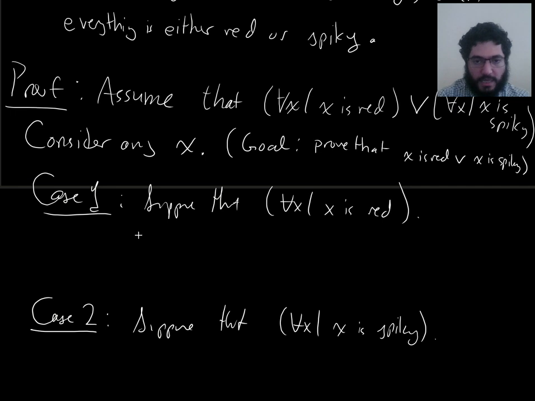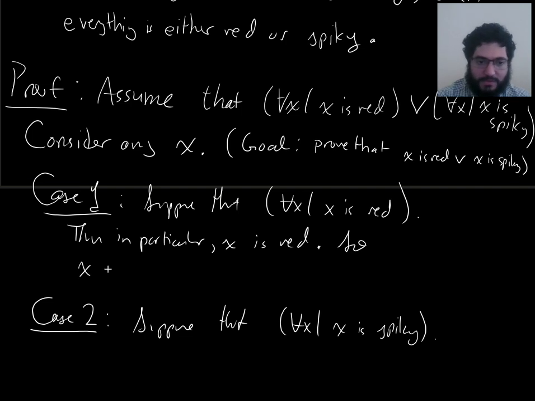And the goal is, in each case, to reach the ultimate goal. The ultimate goal was this: x is red or x is spiky. So I hope that in each case I can reach x is red or x is spiky. So here I'm supposing that everything is red. Well then, in particular, x is red, right? If everything is red, then x is red. So, have I reached the goal? x is red or x is spiky? Yes. So x is red or x is spiky.